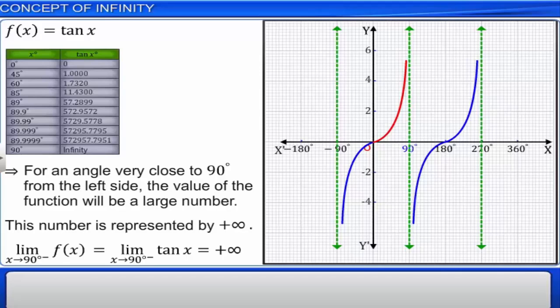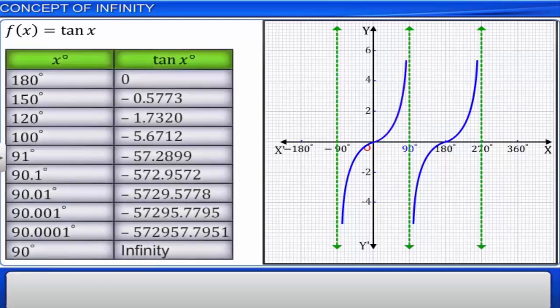Take a look at this table now. It shows the values of tan x with respect to the values of x close to 90 degrees from its right side. It is clear from the table that the value of tan x decreases largely when the value of x approaches 90 degrees from the right side.